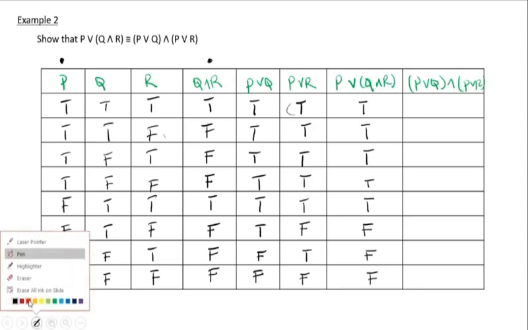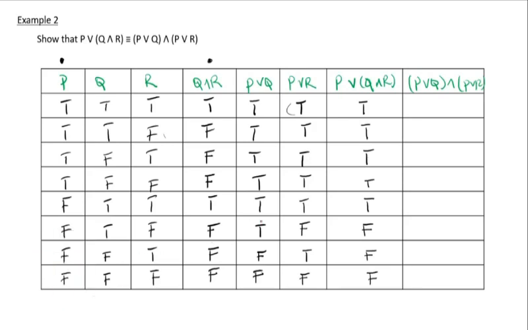Now I'm getting really confused because I'm using the same color, so let me use another color so that I don't get confused. All right, so I have the conjunction between P or Q, this, and then P or R, this. So we have the and, the conjunction, which means both of them have to be true to make the values over here true. So we have here true, true, so here is true. We have here true, true, this is also true.